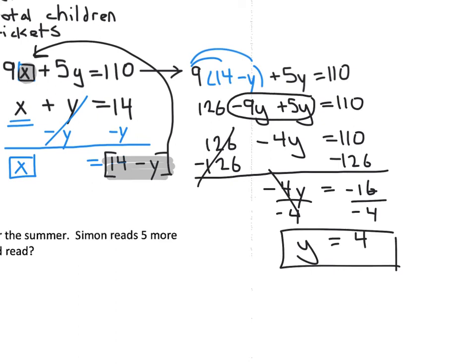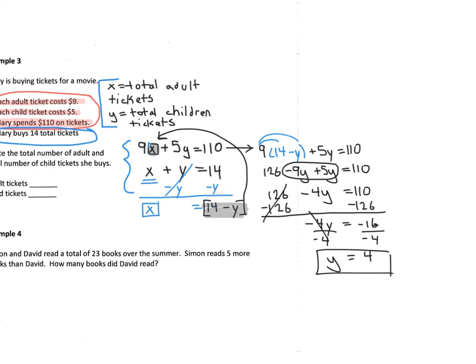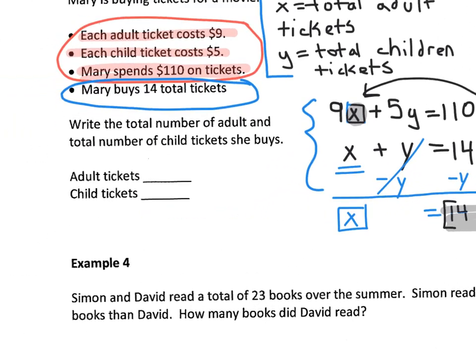Now remember that y represents the total children tickets. So we get y equals 4, which means that the total amount of children's tickets is 4. Now remember that Mary buys a total of 14 tickets. So if she bought 4 children's tickets and a total of 14, then the rest would be adult tickets. So 4 plus 10 is 14, and we have our solution because she bought 14 tickets.